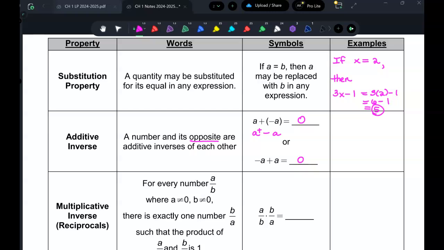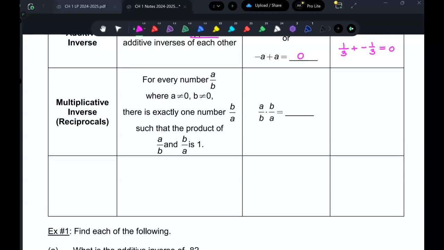So if I picked a number, let's say negative 8, what would I add to that to make it equal to 0? What's the opposite of that? 8. Just positive 8. What if I had a positive 1/3? What would I add to that to get 0? Negative 1/3. Okay, so they're just opposites of each other. Those are additive inverse.